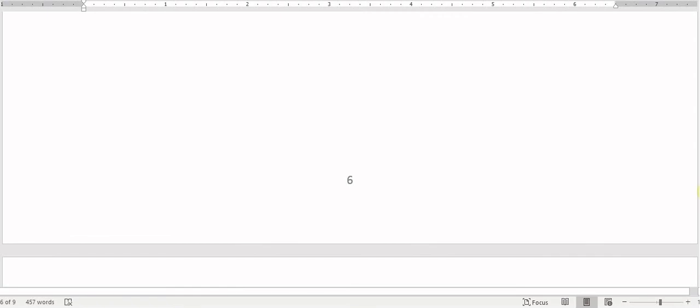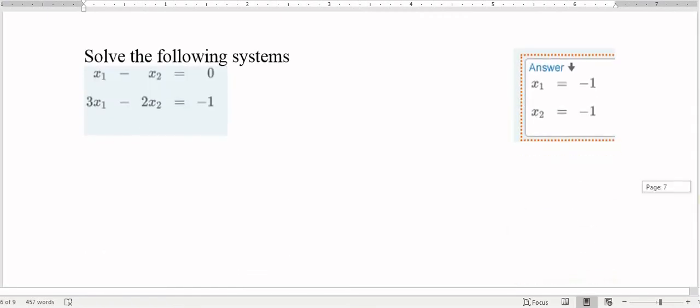Let's look at this problem here. Solve the following system. So you get x sub 1 minus x sub 2 is equal to 0. From that first equation, notice that if I solve for x sub 1, if I add x sub 2 on both sides, x sub 1 is equal to x sub 2.